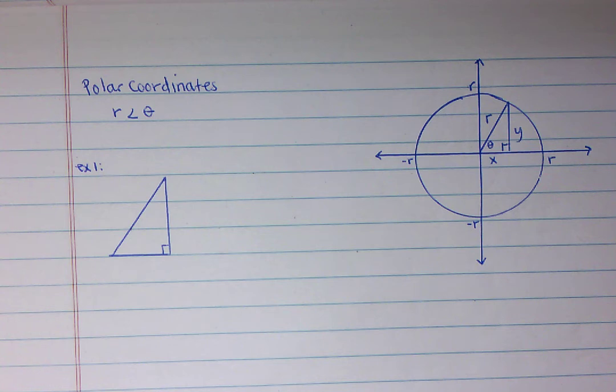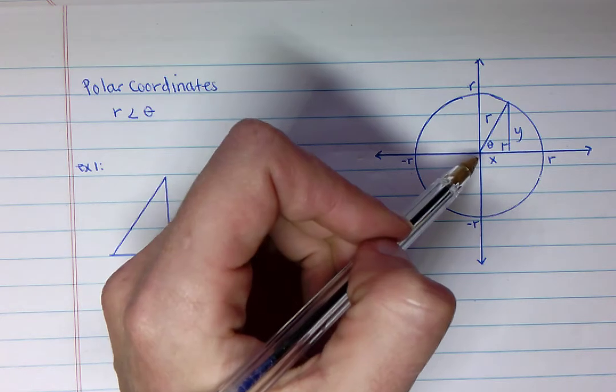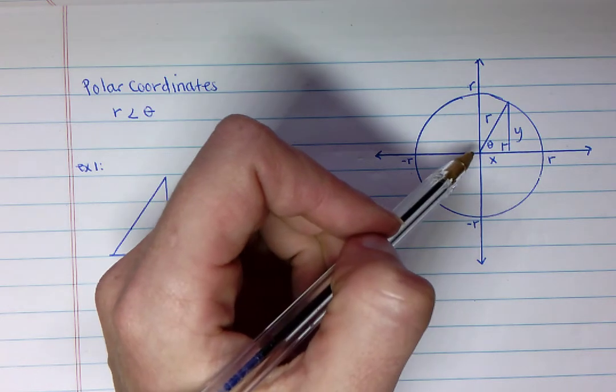Hi students, in this video we are going to talk about polar coordinates. We're going to be converting polar coordinates to rectangular coordinates. So you've learned one method for plotting a point so far. Right now we use rectangular coordinates.